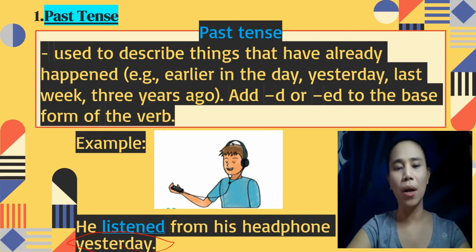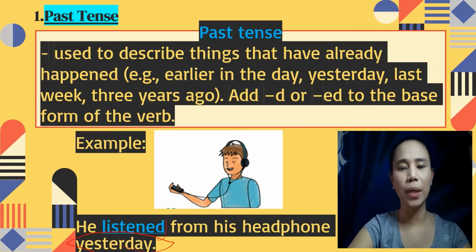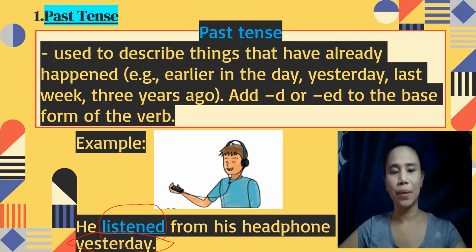However, we can also take note of the verb listened. Okay, so it has an ed. So past tense usually has a d or ed after the verb, or it is being added to the main verb or base form.